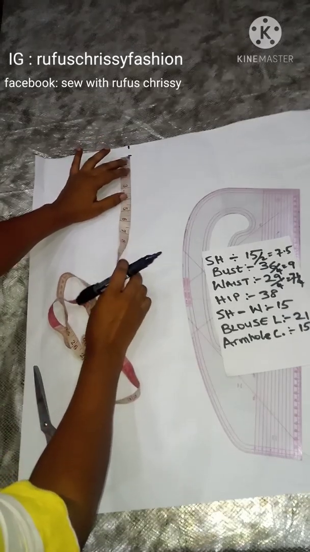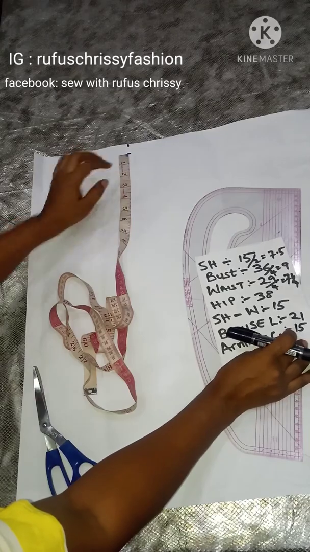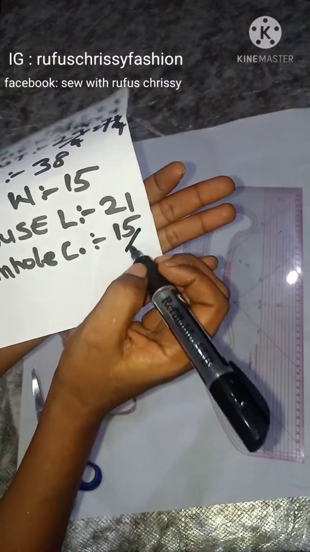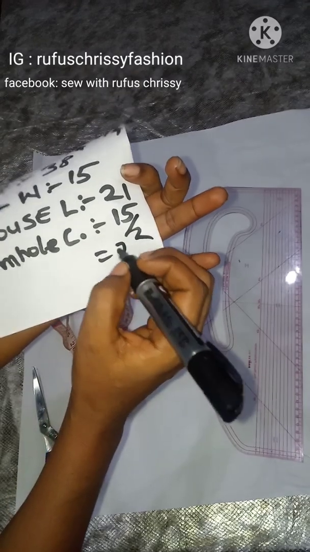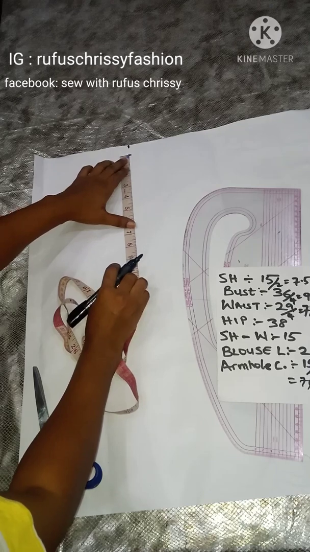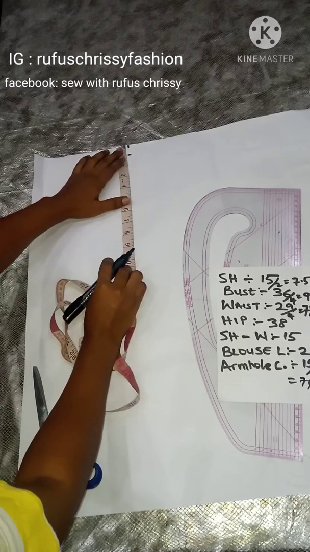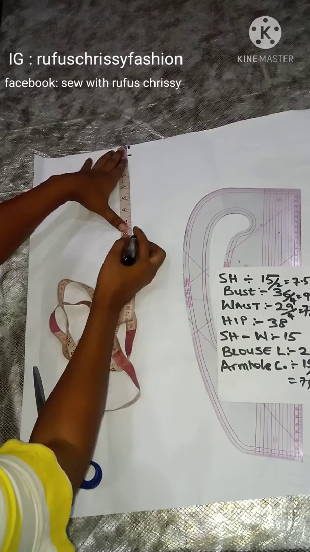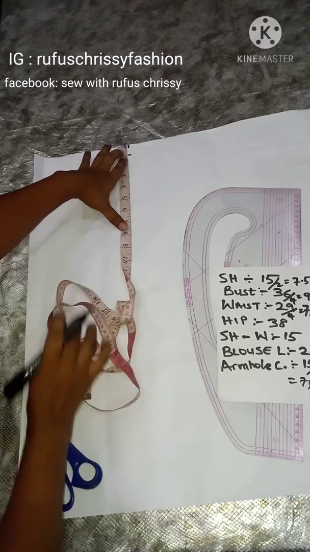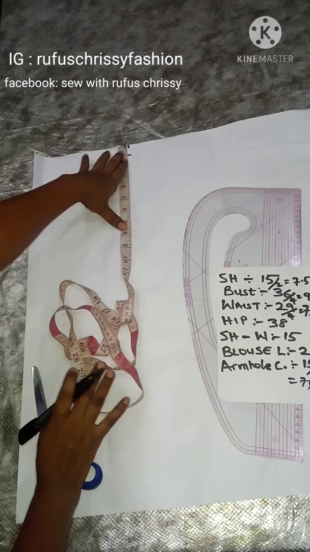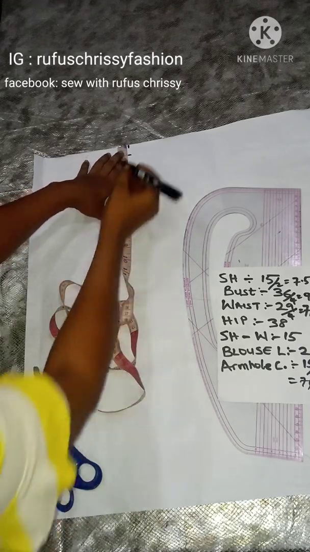Okay, so from here I'm going to divide my armhole circumference by 2, and I have a 7.5. So from this 1 inch I'm going to take down 7.5. So if I add 1 inch to 7.5, that will give me 8.5. But for this very tutorial I'm going to stick to half inch because I use half inch for myself. You can as well use 1 inch.